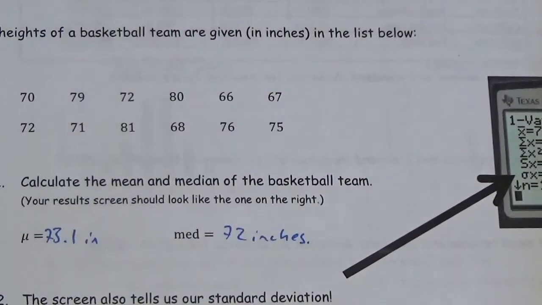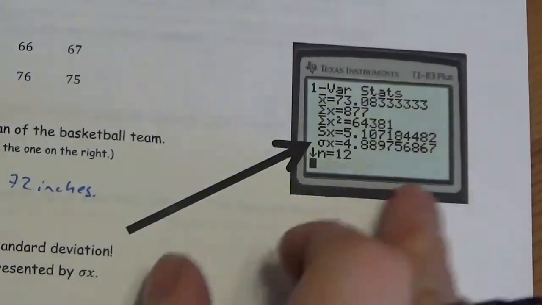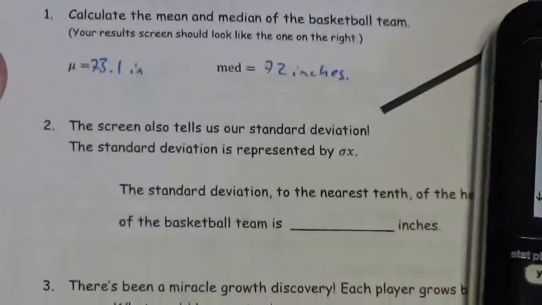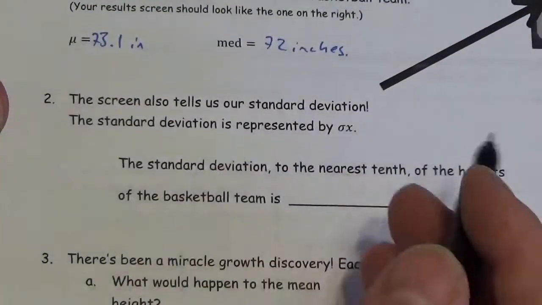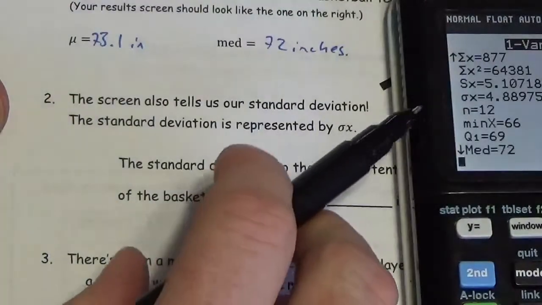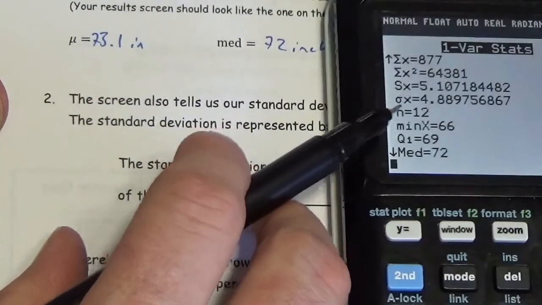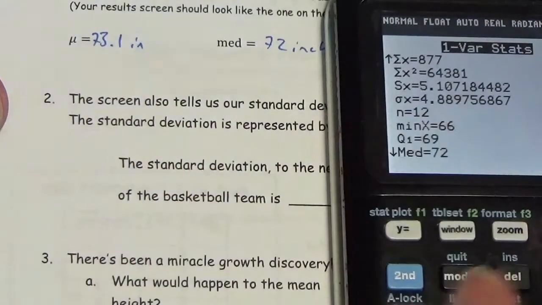Okay, now let's keep going. We got a couple other questions based on this same one here. The little arrow, if you're interested, is just pointing to a screenshot of the calculator here. Let's keep going. So the screen also tells us the standard deviation. So we're going to look at the standard deviation. It's going to be right there. Sigma x here, and that's going to be 4.9.